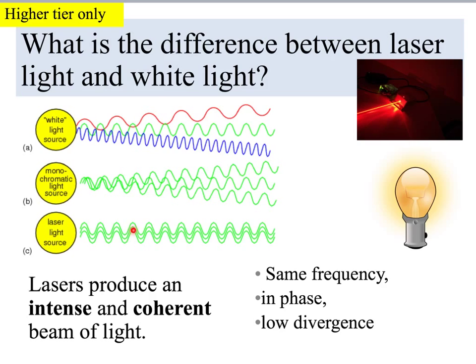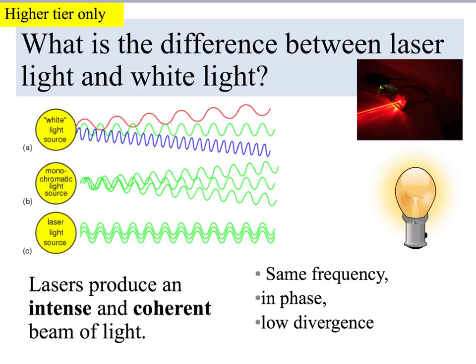Light of only one frequency, so one colour, is present, and all of these crests and troughs are aligned. So it looks like the waves are lined up. So how do we describe this? Well, if you're going to learn a phrase about lasers, this is a good one to learn. Lasers produce an intense and coherent beam of light.